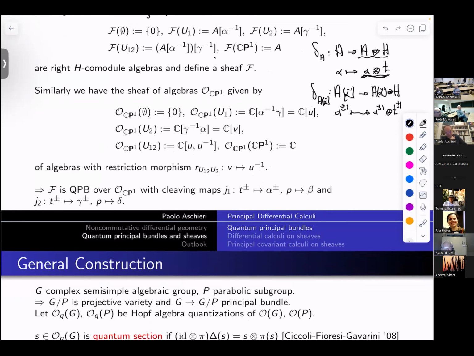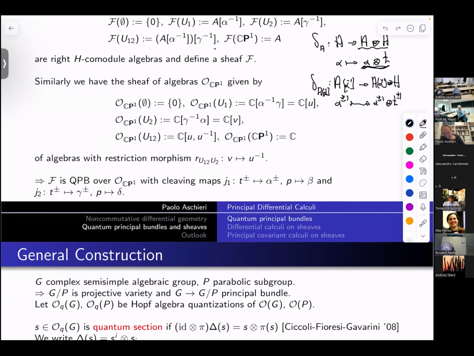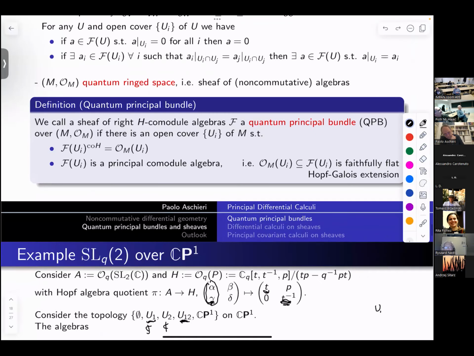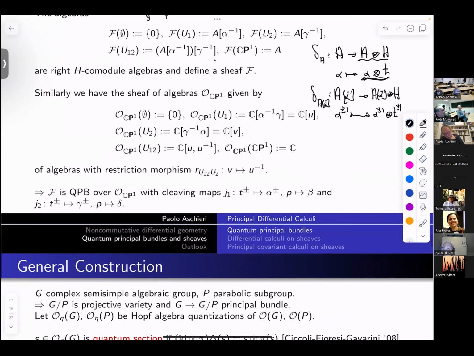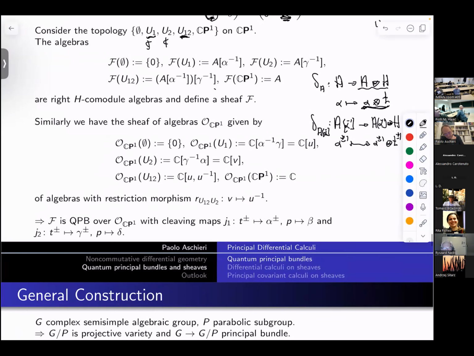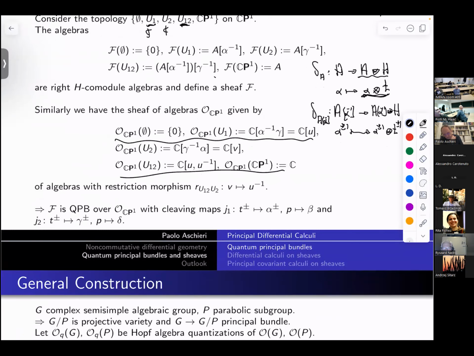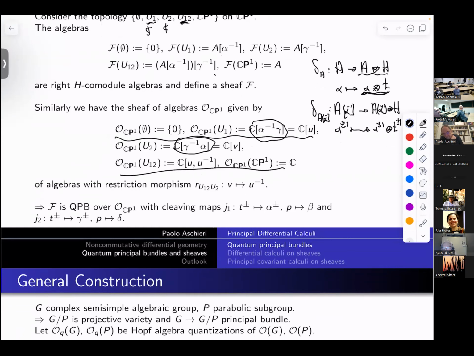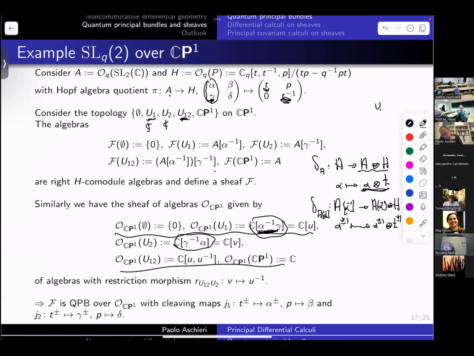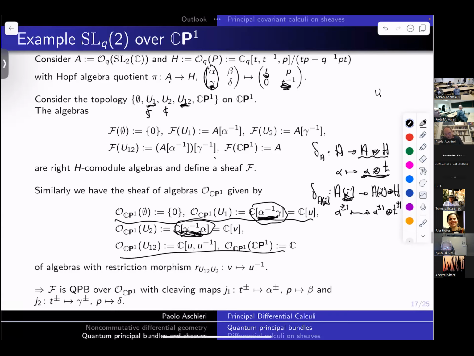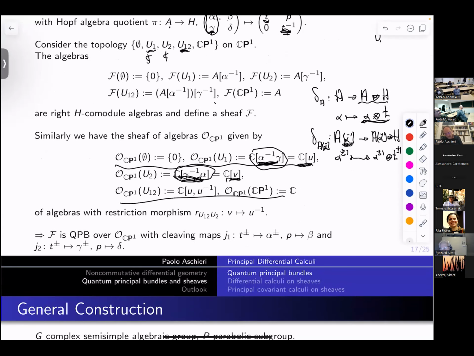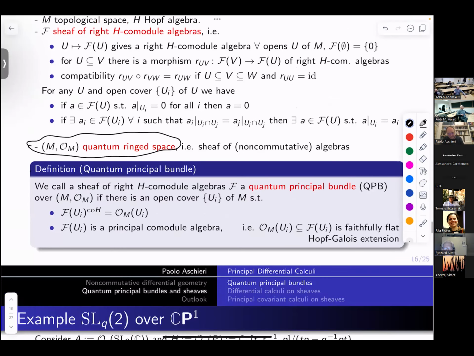Okay, so let me finish this part saying that similarly, the algebra on the space, not the H, the other sheaf, is given here. And as you see, the coinvariants are the polynomial algebra in one variable. And these are exactly the coinvariants that you can work out, not in A, but once you localize with respect to alpha or localize with respect to alpha minus one. And on the double intersection, the restriction morphism is simply the inversion as usual. Okay, so this is an example that fully fits this definition.